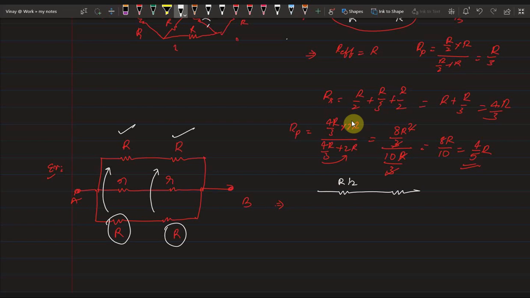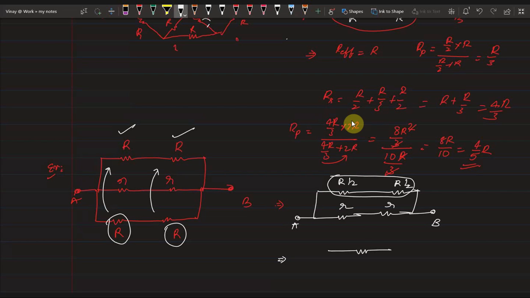This is R by 2. This is R by 2. And this resistance is smaller 2R. I'll take it as point A. Now R by 2 and R by 2 are in series or in parallel? Series. So that is R.